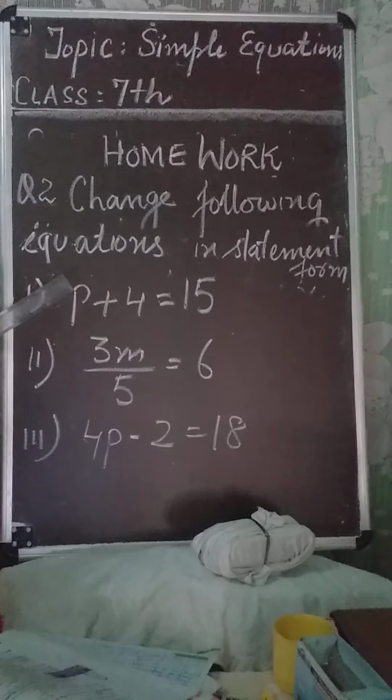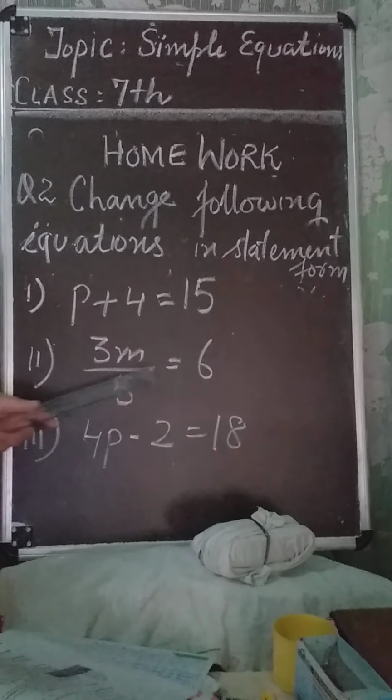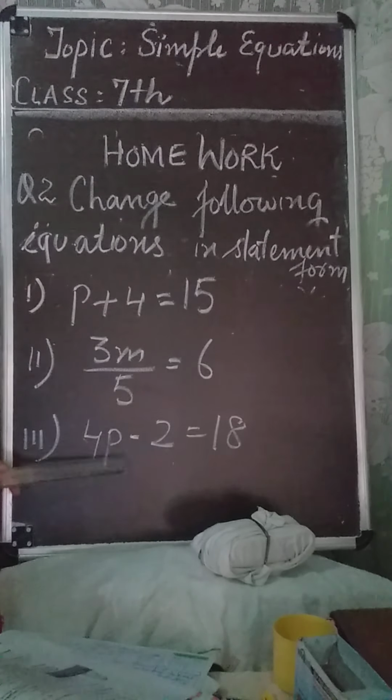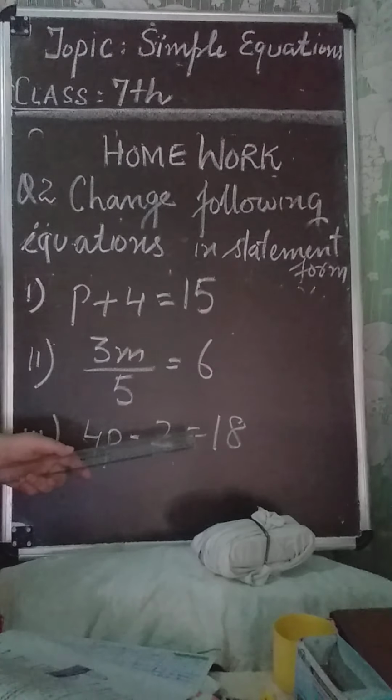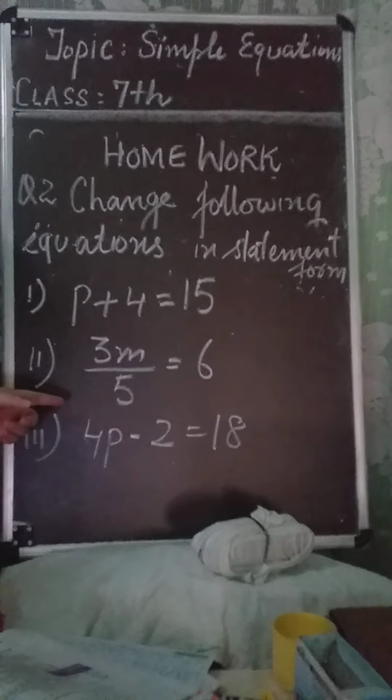Okay children, the equations are p plus 4 is equal to 15, 3m by 5 is equal to 6, and 4p minus 2 is equal to 18. So this is the homework for you.